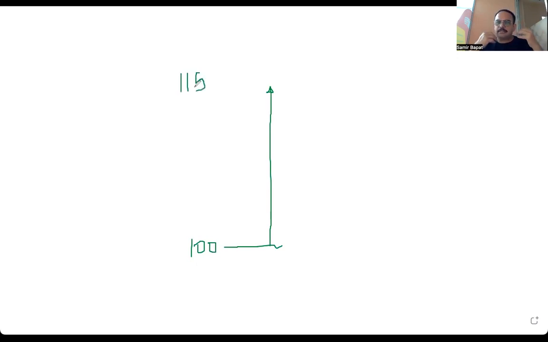Okay. From 9:15, 115 price. Then bears, so who was winning from 100 to 115? Who was winning? Bulls. Then bears thought, boss, this is a good price. So they started selling. So they were selling more. See, it doesn't happen like that.